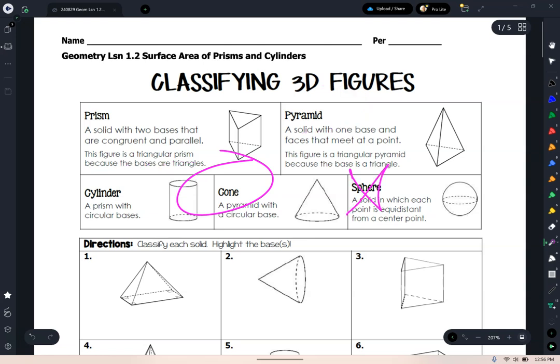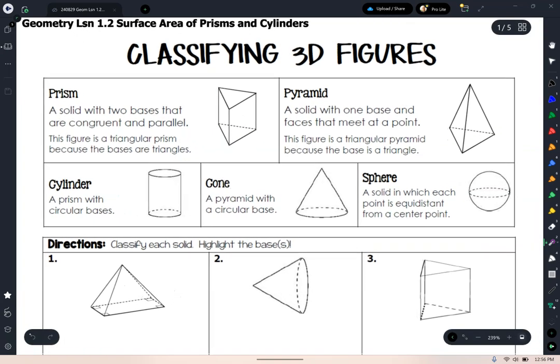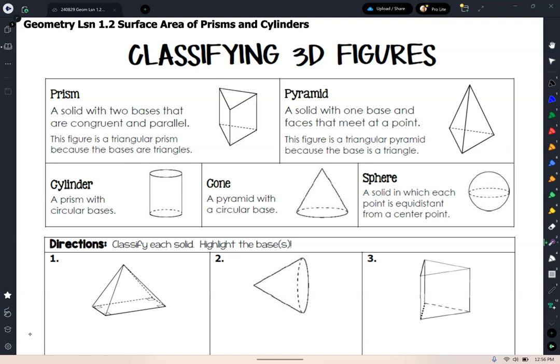We really aren't going to do too much with spheres, but they are part of this, and I've got to cut this down a little bit just based on time and the things that we have to cover. So today we're going to start with prisms, pyramids, and cylinders and cones, just identifying them, and then we'll begin working through with some math.